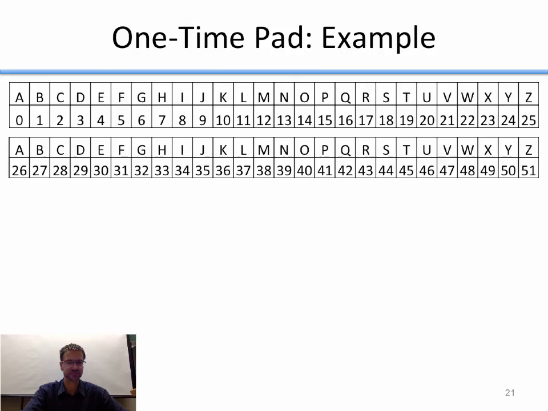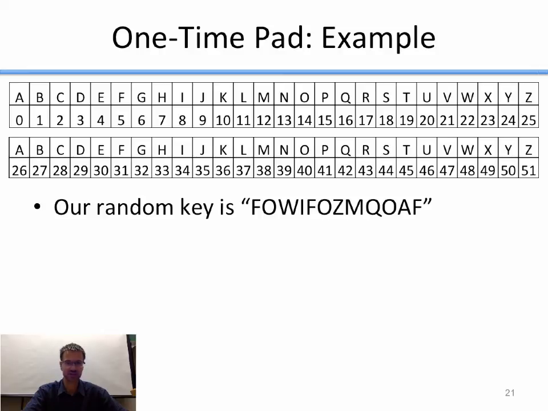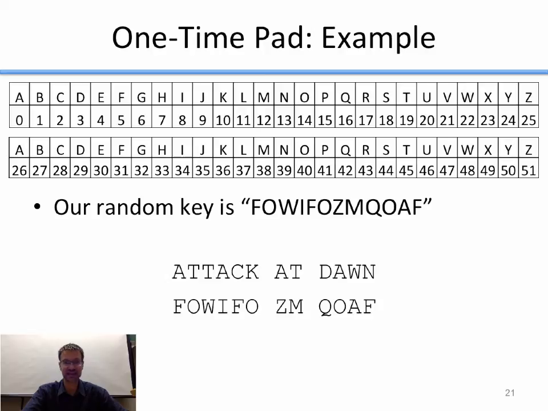So let's do an example. We'll go back to my same math helper table. Our random key is FOWIFOZMQOAF, only because it's just random. It really does need to be random, chosen completely random. Here's my message. I write my key at the bottom of it, and it's the same length as my message. It never repeats. So it's not short and then repeating. Because it never repeats, you're not going to have those repeats in frequency. So that eliminates that type of attack.